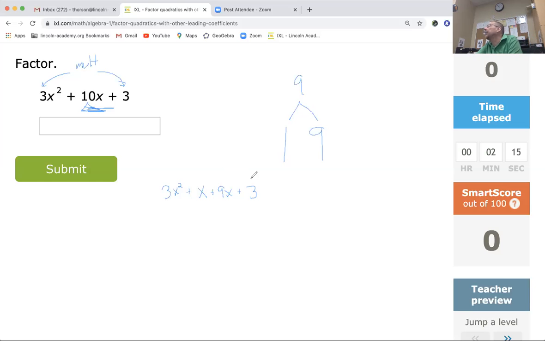Now we do what we were doing in the last couple of problems. We factor by grouping. So first I'm going to look at these first 2 terms and say what's in common with these first 2 terms. There's only one thing in common I can see with them. Just the x. That is correct.